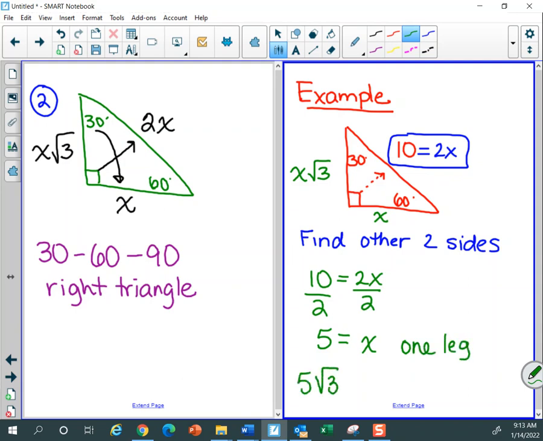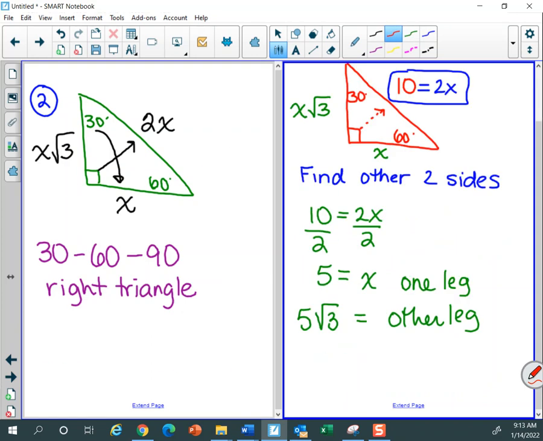And if x is 5, then my other leg has to be 5 times the square root of 3. So this has to be 5, and then that automatically becomes 5 square root of 3.